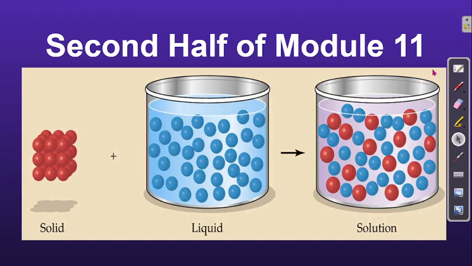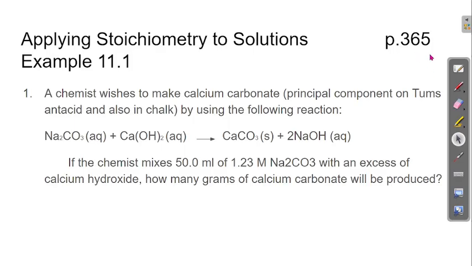Everybody, we're going to finish module 11 today, so second half of module 11, page 365 in your textbook. Applying stoichiometry to solutions. Example 11.1 has two sections. We're going to do those, and then we're going to do some extra practice problems for you to do on your own, so you have practiced this quite a bit, and you understand what you're doing. So the first section reads like this.